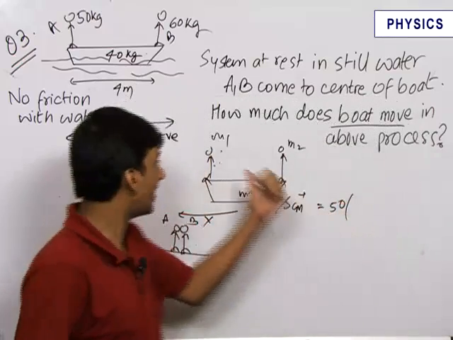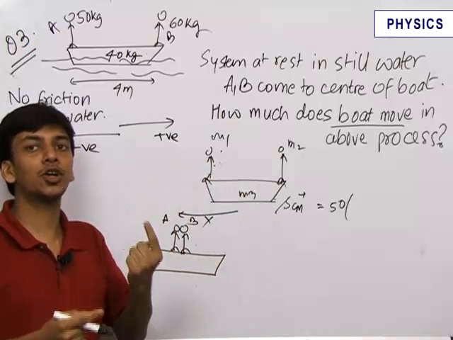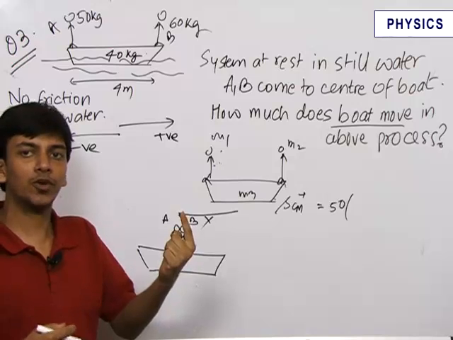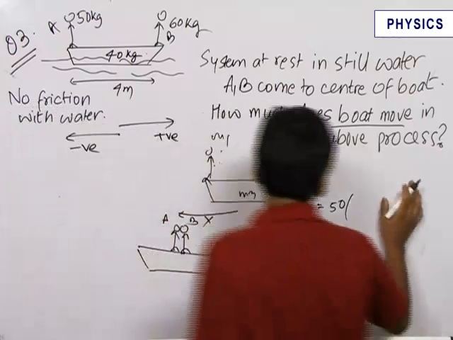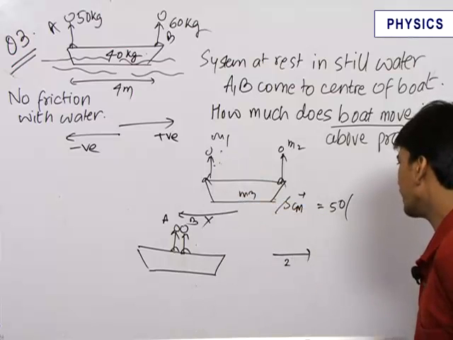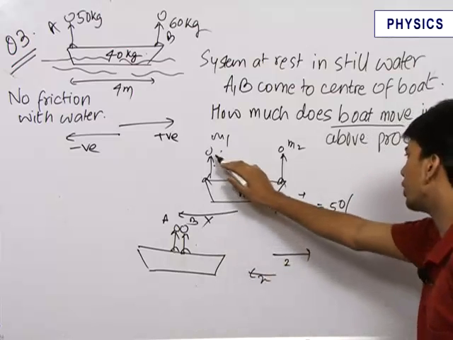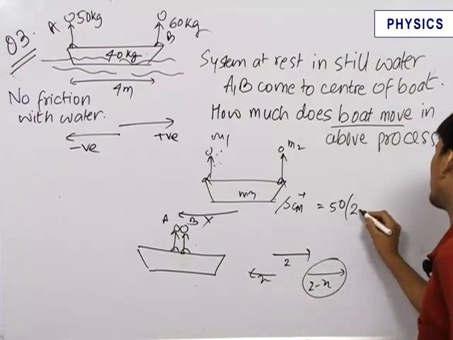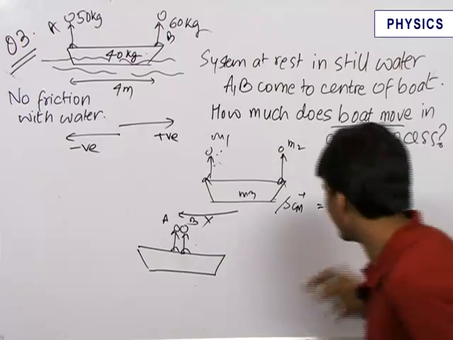So the displacement of man A with respect to ground will be equal to displacement of man A with respect to boat plus displacement of boat with respect to ground, because we know that always in vector quantities velocity of A with respect to C is equal to velocity of A with respect to B plus velocity of B with respect to C. Same goes for displacement. So we can write this as displacement of man A with respect to boat was 2, displacement of boat with respect to ground was x on this side. Therefore, the total displacement of man with respect to ground is 2 minus x on the right side. That is equal to 50 into 2 minus x. Make sure you write all these terms very carefully.